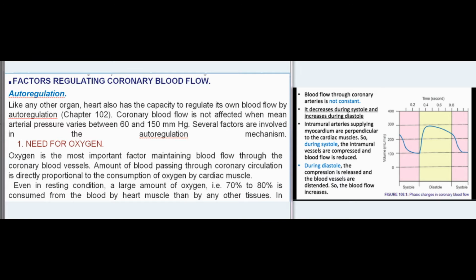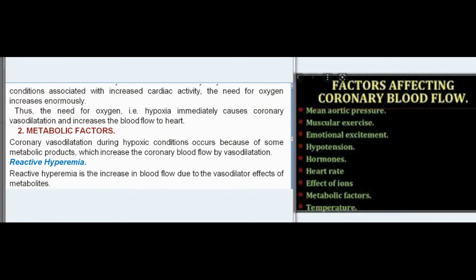1. Need for oxygen. Oxygen is the most important factor maintaining blood flow through the coronary blood vessels. Amount of blood passing through coronary circulation is directly proportional to the consumption of oxygen by cardiac muscle. Even in resting condition, a large amount of oxygen, i.e. 70% to 80% is consumed from the blood by heart muscle than by any other tissues. In conditions associated with increased cardiac activity, the need for oxygen increases enormously. Thus, the need for oxygen, i.e. hypoxia, immediately causes coronary vasodilatation and increases the blood flow to heart.